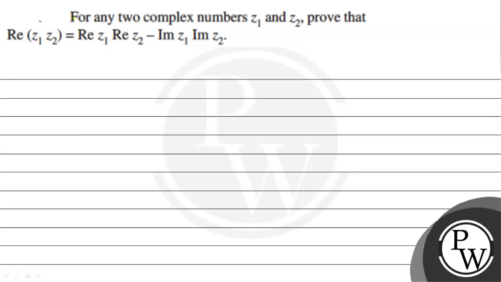The question says that for any two complex numbers z1 and z2, prove that the real part of z1 multiplied with z2 is equal to the real part of z1 multiplied with the real part of z2 minus the imaginary part of z1 into the imaginary part of z2. So in this question we are given two complex numbers z1 and z2, and we have to prove that whenever we multiply two complex numbers, their result is equal to the difference of the product of real parts of those complex numbers and the product of imaginary parts of those complex numbers.